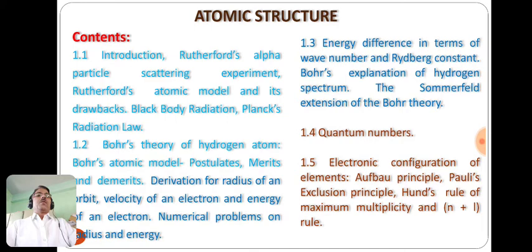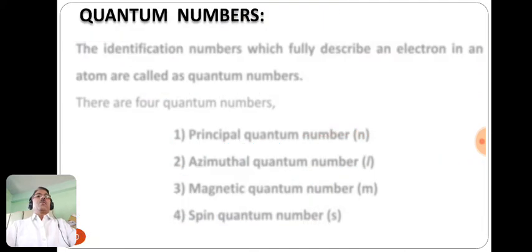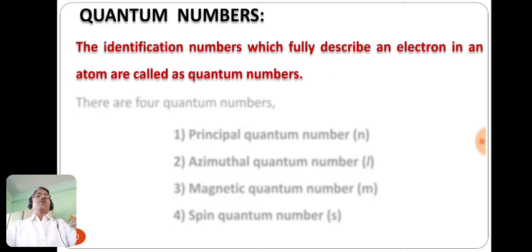So first of all, see what are quantum numbers. Quantum numbers are nothing but the identification numbers which fully describe an electron in an atom. So this is the definition of quantum numbers. The quantum numbers are nothing but the identification numbers that completely describe an electron in an atom. And there are four quantum numbers.